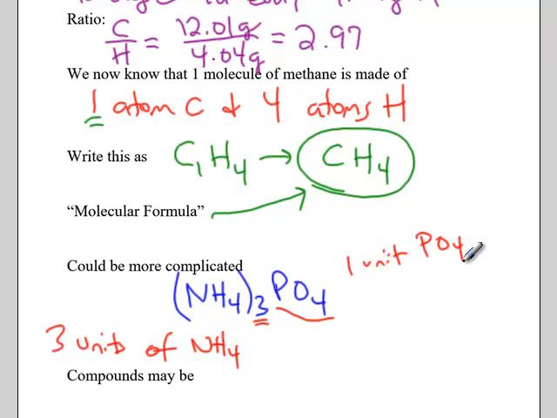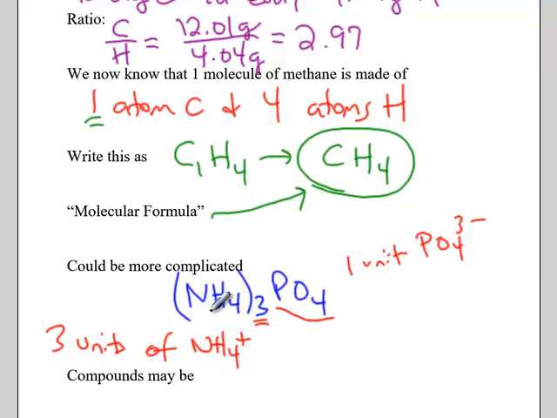and we have 1 unit of PO4, which we'll learn later on has a charge of -3. The NH4 has a charge of +1. We could also look at this formula and figure out the number of atoms of each type. So 3 units of NH4, this 3 subscript acts on the subscripts within the parentheses.